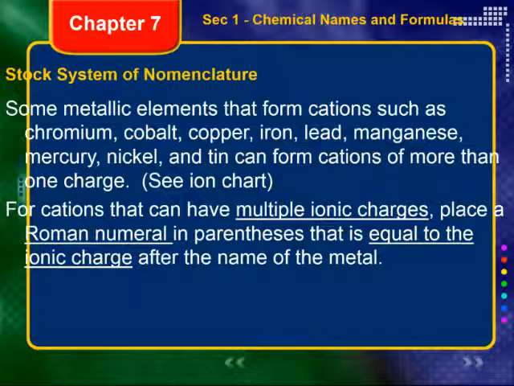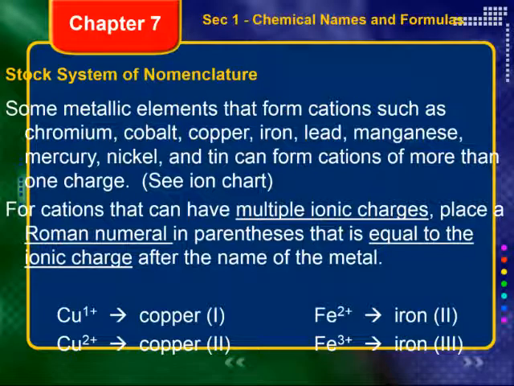For these cations that have multiple ionic charges, we simply place a Roman numeral in parentheses, equal to the ionic charge, after the name of the metal. Why do we have to do that? To indicate what the charge is, otherwise we would have no way of knowing. Note, when we use a main group metal, we do have a way of knowing the charge. We simply look at the main group number. But with these elements, copper and iron are very common examples. There's a type of copper that has a +1 charge, we call it copper 1. Copper with a +2 charge, we call it copper 2. There is an iron that has a +2 charge, we call it iron 2. There is an iron that has a +3 charge, we call it iron 3.